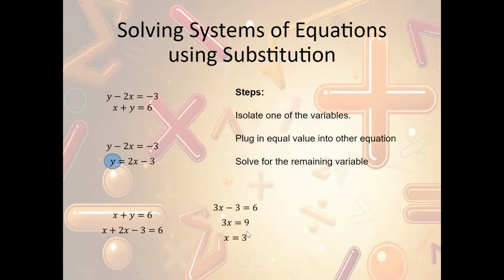So x equals 3. Then I plug it into the other equation and solve. I'm going to pick either equation, it doesn't matter which one. I'll pick this one. And I'm going to plug 3 in for x. So I get 3 plus y is equal to 6. Subtract 3 from both sides to get y by itself. And I get 6 minus 3 is 3. So x is 3 and y is 3.